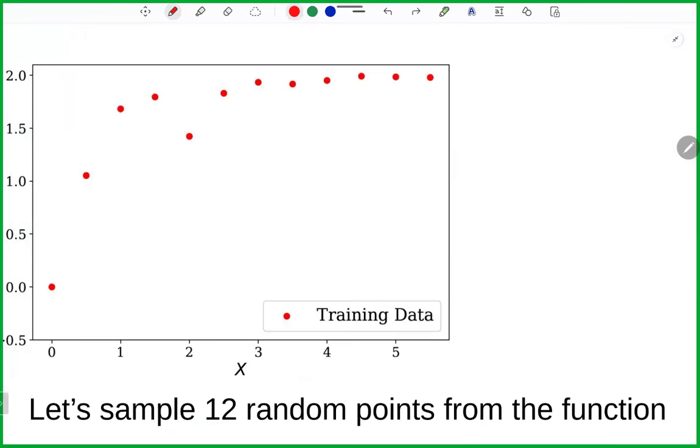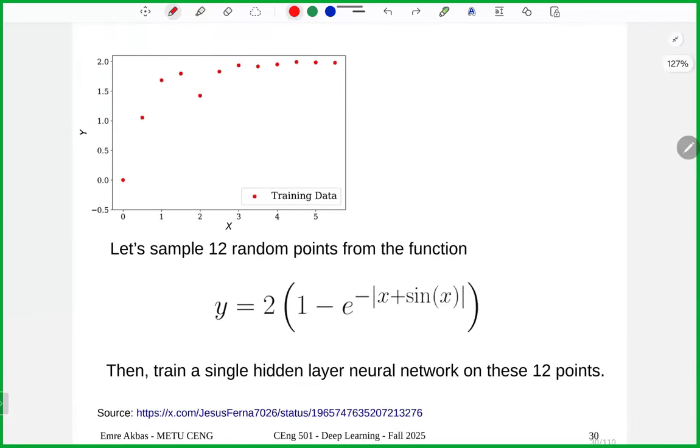Okay, now let's train a single hidden layer neural network. Nothing fancy. Input layer, output layer, and there's only a single hidden layer. So it's a one hidden layer multi-layer perceptron. And let's train this network on these 12 points. Input is X, output is Y. So scalar input, scalar output. It's a very simple modeling problem. And you can throw a single hidden layer neural network on this.